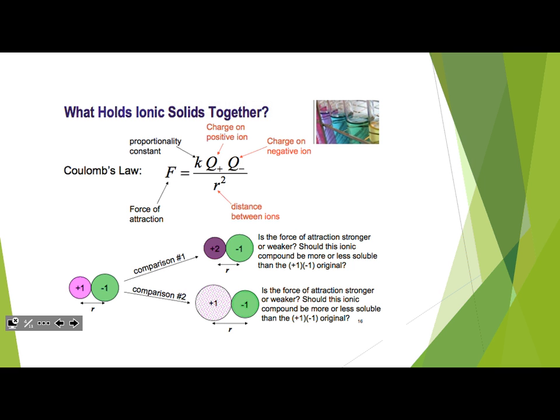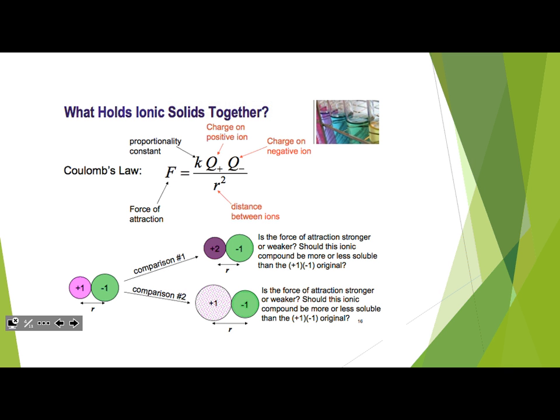So in this first comparison, comparison number 1, our second compound should be less soluble than the original +1 -1 sample that we were looking at. A bigger charge difference leads to a stronger attraction between the ions, meaning that substance is more likely to be insoluble, more likely to be a solid.